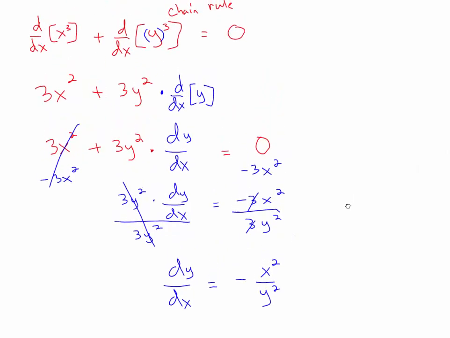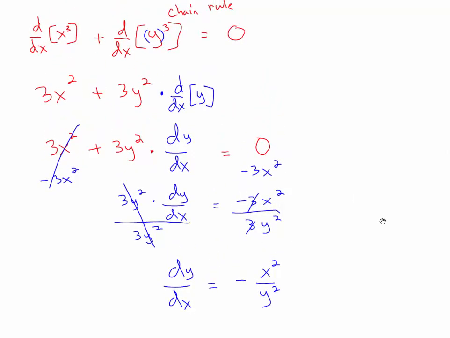So that's how you do implicit differentiation. The key is to remember this part right here. When you have to take the derivative with respect to x of something with y, you have to remember the dy/dx. This part gives you the dy/dx, and that's on account of the chain rule, because you have to treat this as a chain rule. Okay, let's take a look at another example.